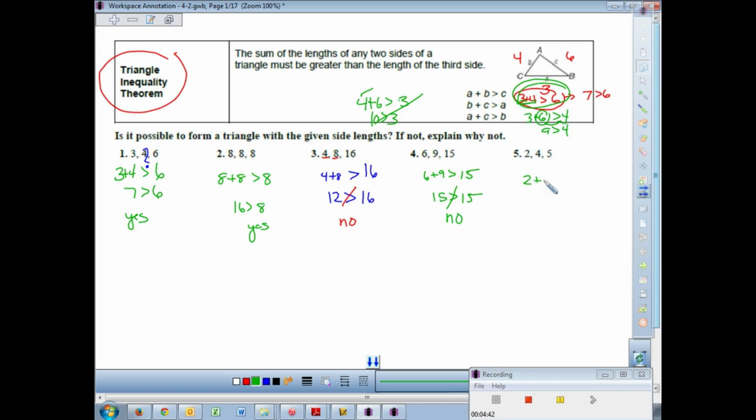And this one, 2 plus 4 greater than 5. That'd be 6 greater than 5. Yes or no? You could have a triangle with side lengths 2, 4, and 5. You could have a triangle of 6, 9, and 15.